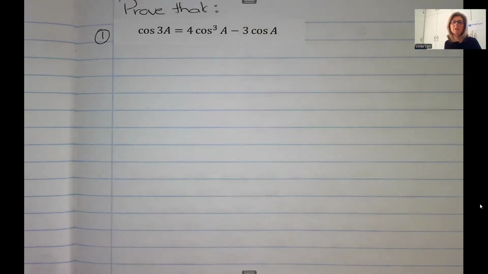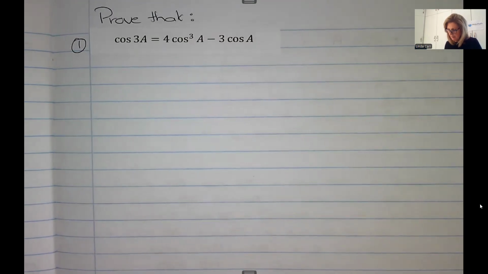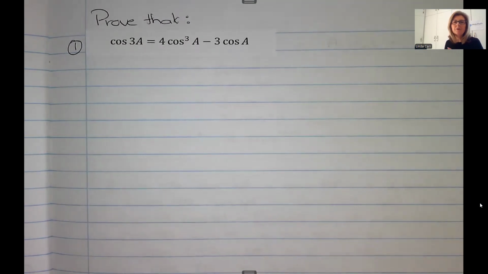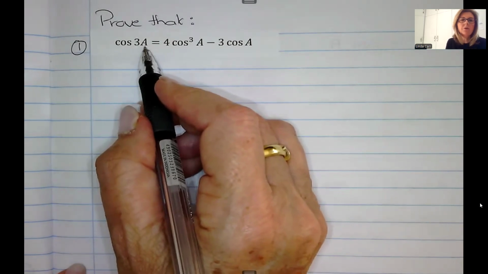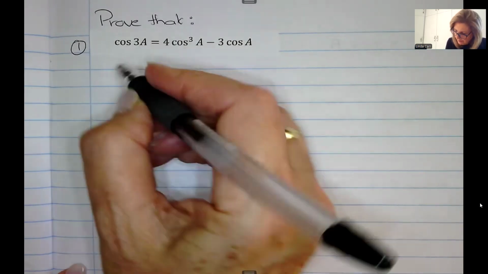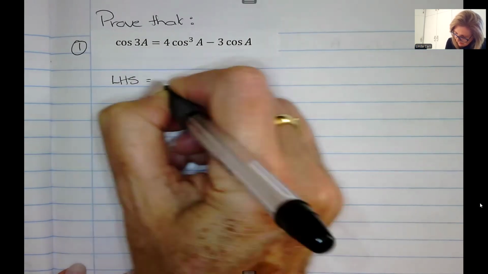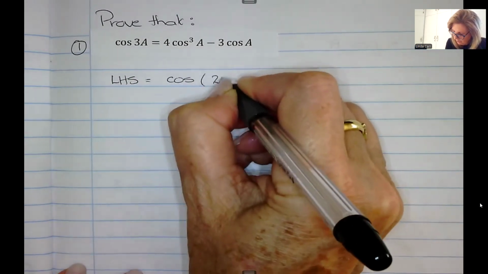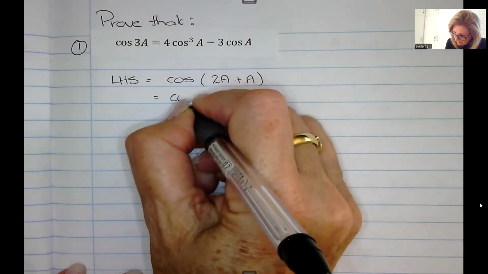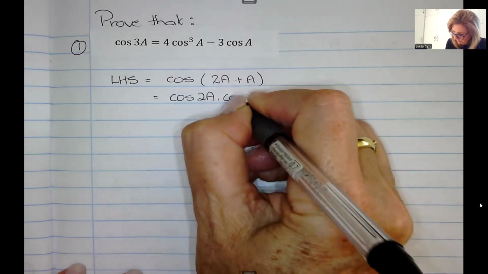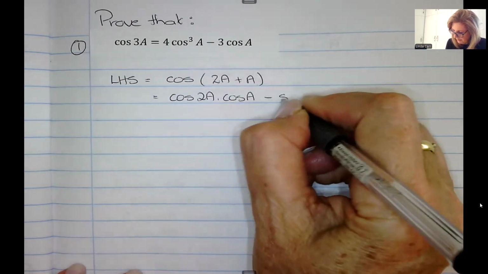Okay, moving on to a slightly different type of question now. I've kind of grouped them as 1, 2, and 3 because I think they all go together quite nicely. So when you see a question like this where you have a 3A, you need to immediately break that 3A up into 2A plus A. And then it's a cos expansion, opposite sign.